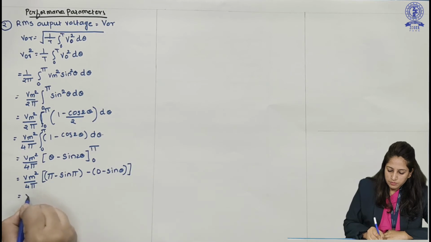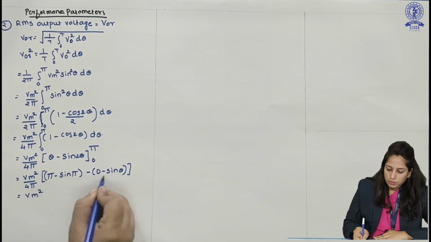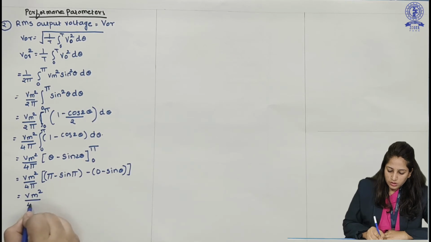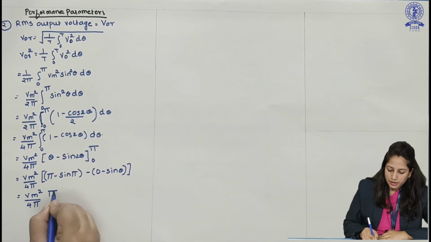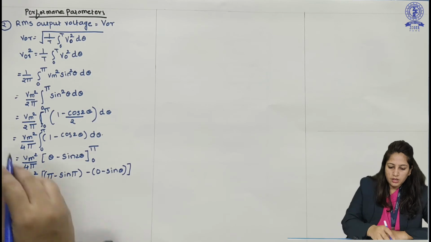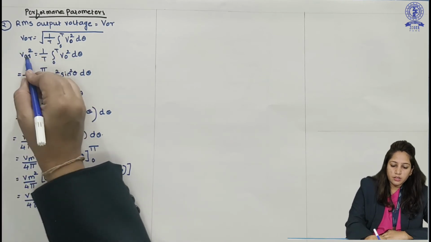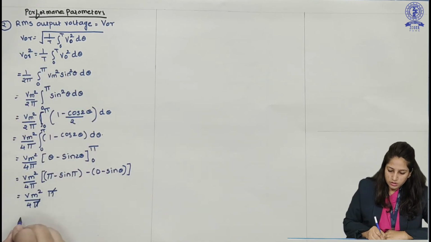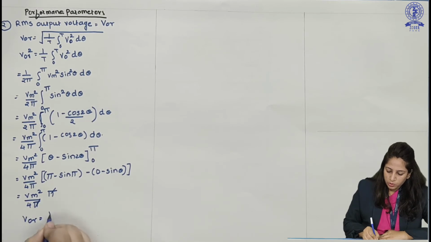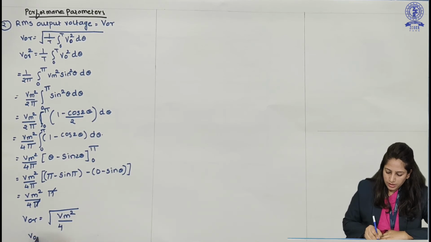So the sine terms will be 0 and 0. So here I will get only pi, and this will be cancelled. Again I will send this square to the right hand side. So the RMS output voltage will be equal to the square root of Vm square upon 4, and the output RMS voltage will be Vm upon 2.